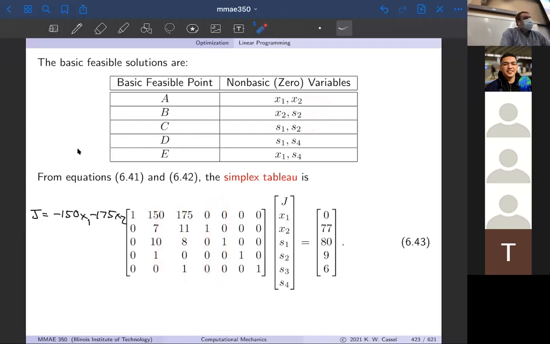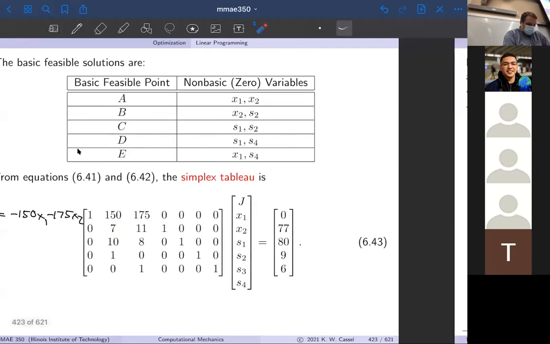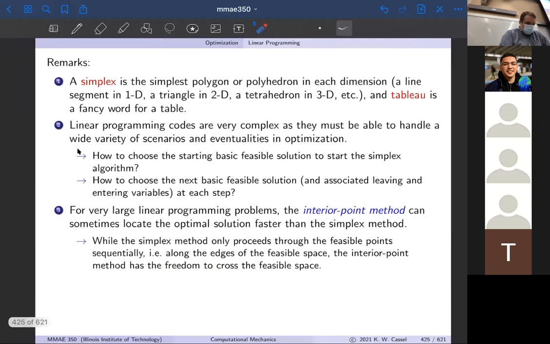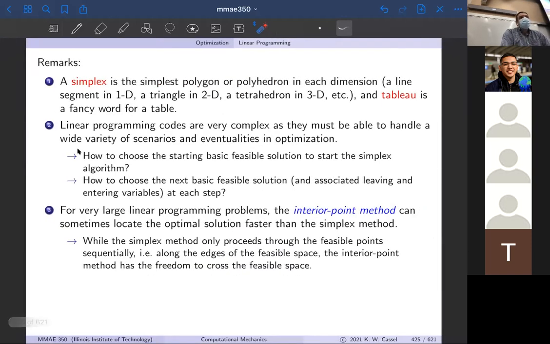Does that make sense? So we convert our underdetermined problem into a problem that has a unique solution by imposing the fact that we know that in this case, two of the 7 variables are 0 at the basic feasible solution, at the optimal solution. Okay, any other questions about the process? We'll kind of debrief here through a couple slides of remarks.